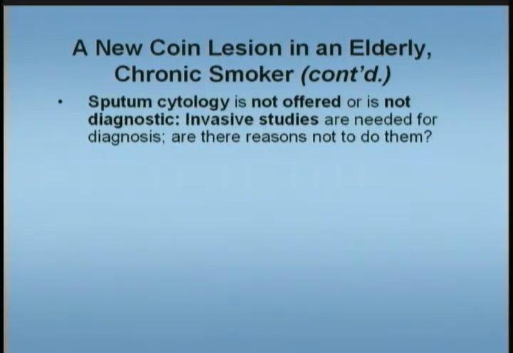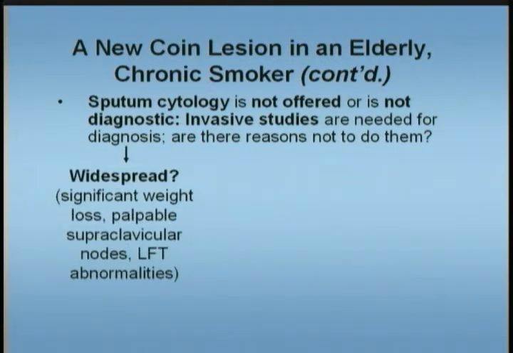Now, if sputum cytology is not offered, or you're already told it was done and it was not diagnostic, now we need invasive studies. And then we ought to ask ourselves, are there reasons not to do those invasive and expensive studies? Well, one reason would be if it is widespread disease. The patient has had significant weight loss, he's got palpable supraclavicular nodes, liver function test abnormalities. If you had a vignette like that, you know that that's widespread disease, and then you better start your evaluation with a CT scan.